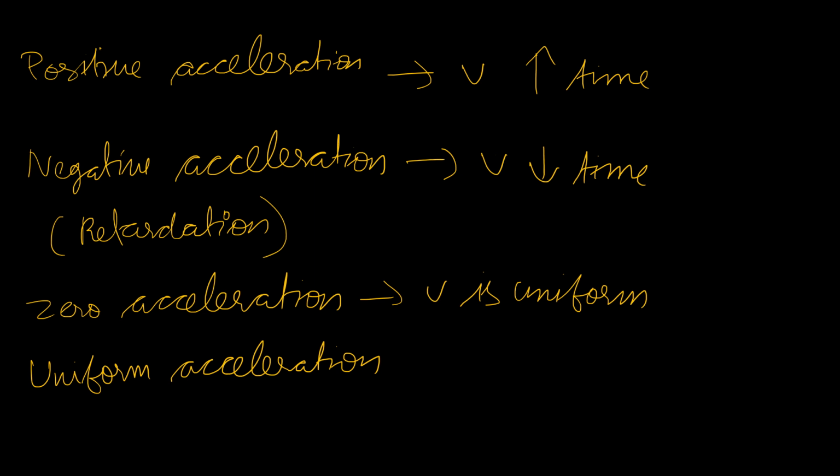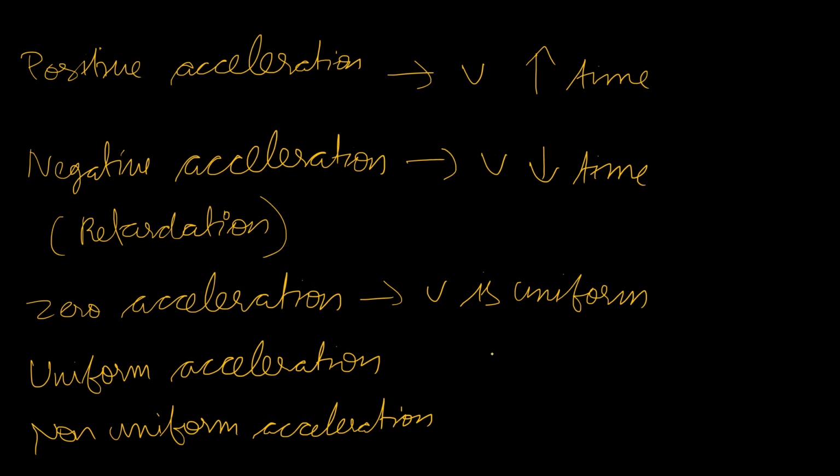Uniform acceleration. If an object is moving with uniform acceleration, it means that the change in velocity is equal for equal intervals of time. Okay. Next is non-uniform acceleration. If an object is moving with non-uniform acceleration, it means that the change in velocity is unequal for equal intervals of time.